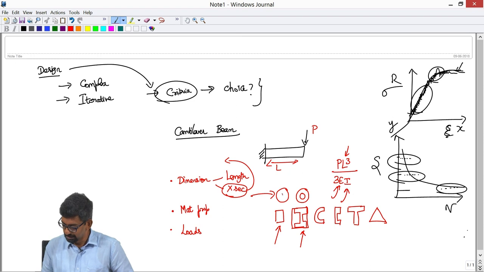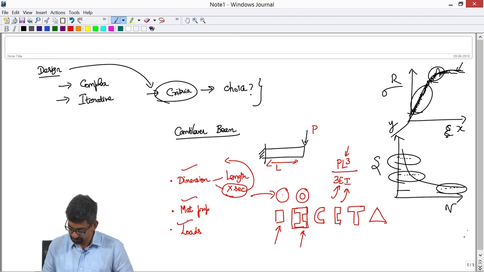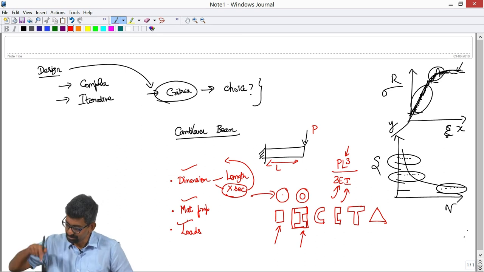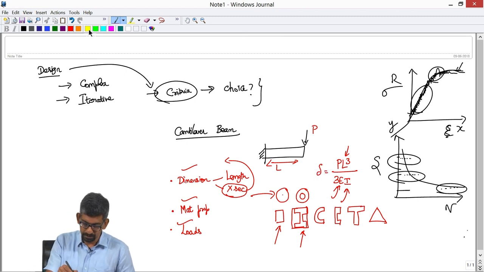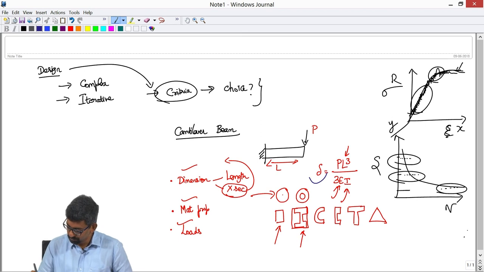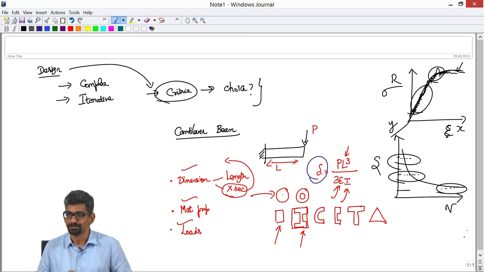So deciding what these are is your design. When I put that into the equation, what my displacement will be is called analysis. Sir, what is the big deal? We know PL cubed by 3EI. Let us say that I am lazy, I do not even want to calculate this, I put it in an Excel sheet. You just give me what EI is, it will give me delta. Is that the analysis? True, putting it in an Excel sheet is analysis.